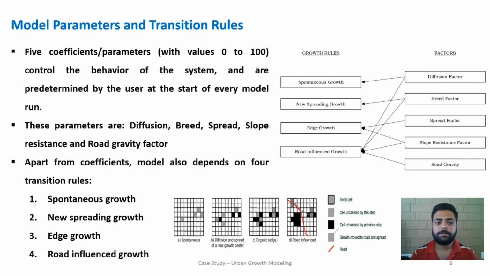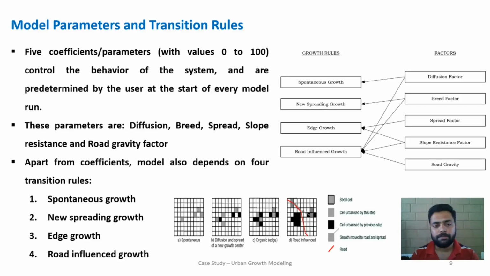Basically, the model depends on 5 different coefficients, also called parameters. For each of these coefficients, we have values ranging from 0 to 100. These 5 coefficients completely control the entire behavior of the model, and they are predetermined by the user at the start of every model run. That means the ultimate aim is to find the optimum coefficient values which will be useful for our region to model the future change.